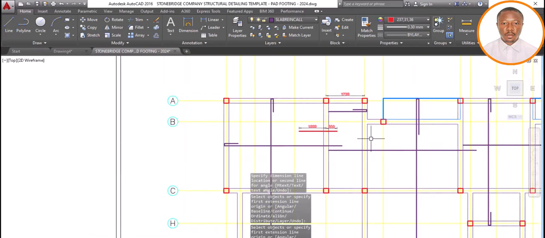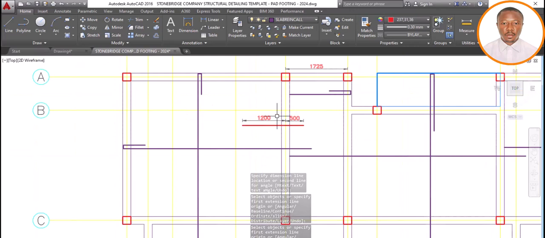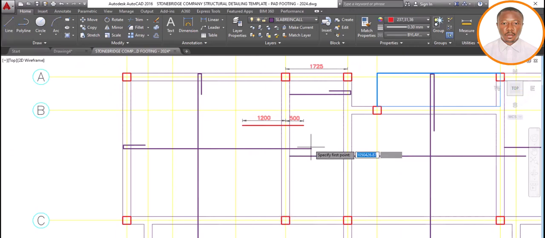So now we are done with this. What about this one? Automatically, since they are of the same dimension from here to here, this one is also going to be the same thing. So I pick my reinforcement and I come to this place. I come to the center of this beam, and I type 500. Enter.